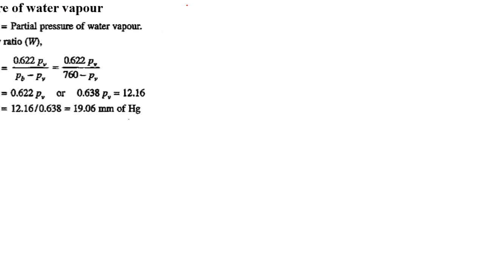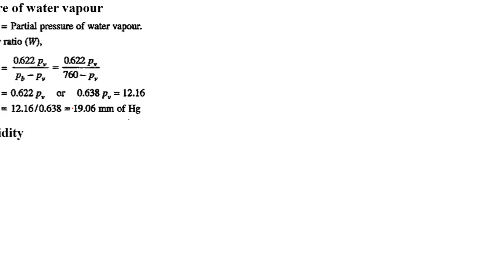So how to calculate the partial pressure of water vapor, PV? We use this formula. W is already given in our numerical, 0.016. So we put W here and calculate PV using this equation in terms of mm of Hg, that is, in terms of head. Dividing by 0.638, we obtain 19.06 mm of Hg.